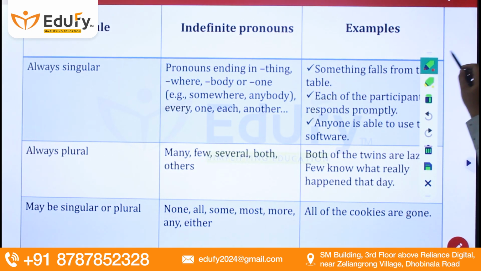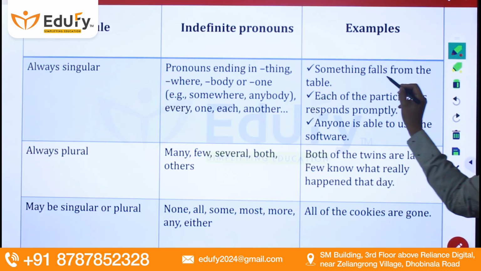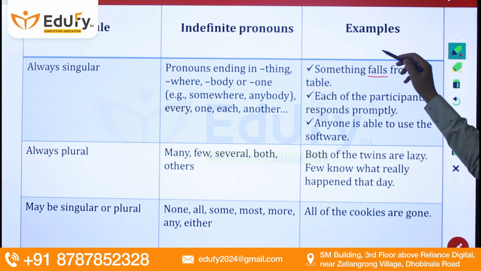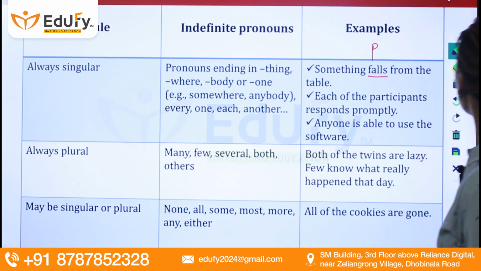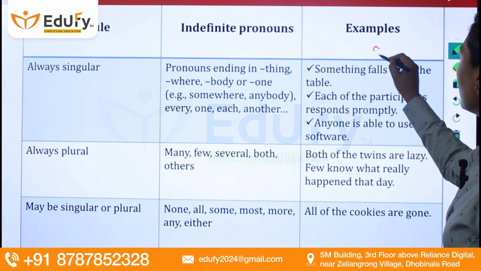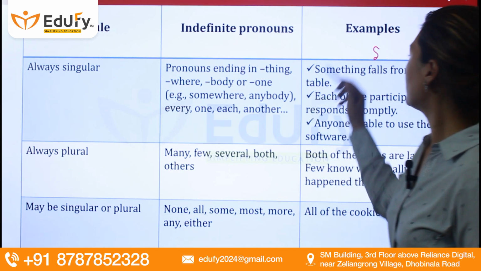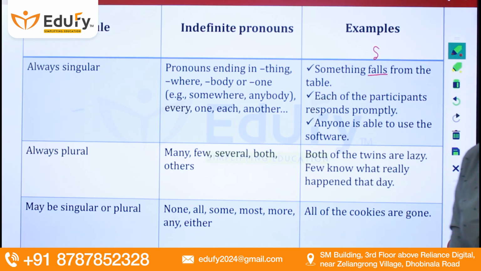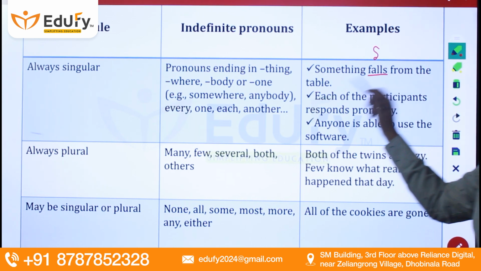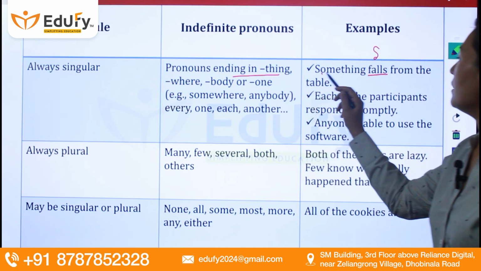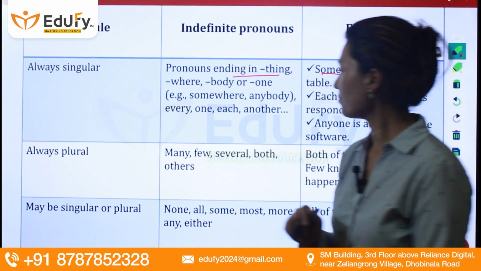Something falls from the table. Where is the verb here? Falls. Is this a plural verb? I'll repeat it again. What is falls? This is a singular verb. Now, why is this a singular verb? Because the subject is the indefinite pronoun something.